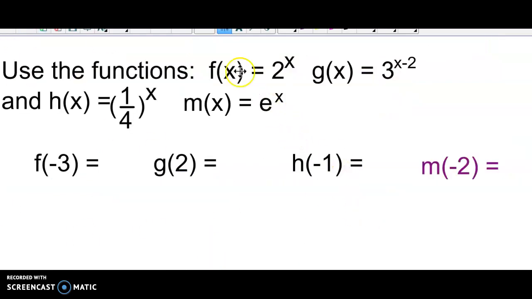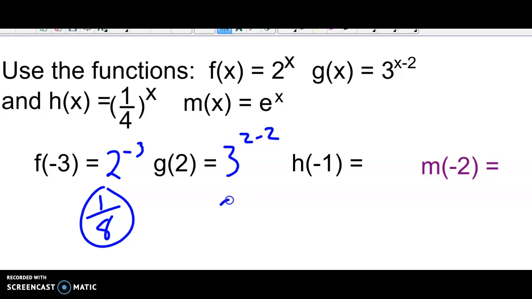Okay, so we're going to look at these functions. f of x equals 2 to the x, g of x equals 3 to the x minus 2 power, h of x is a fourth to the x, and m of x is e to the x. We're going to do functions just like we did in chapter 2. If they ask me for f of negative 3, that means stick negative 3 in for x in the f function. It's going to be 2 to the negative 3. f of negative 3 is 1/8. g of 2 means stick 2 in for x in the g function. That's going to be 3 to the 2 minus 2, 3 to the 0, which is 1.